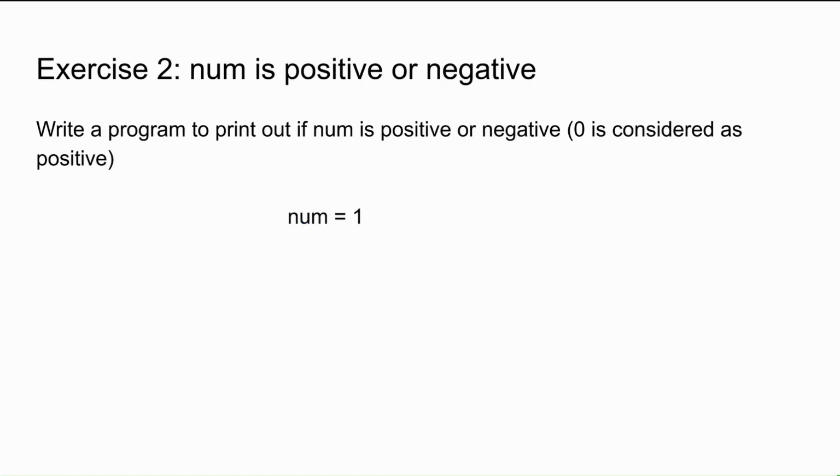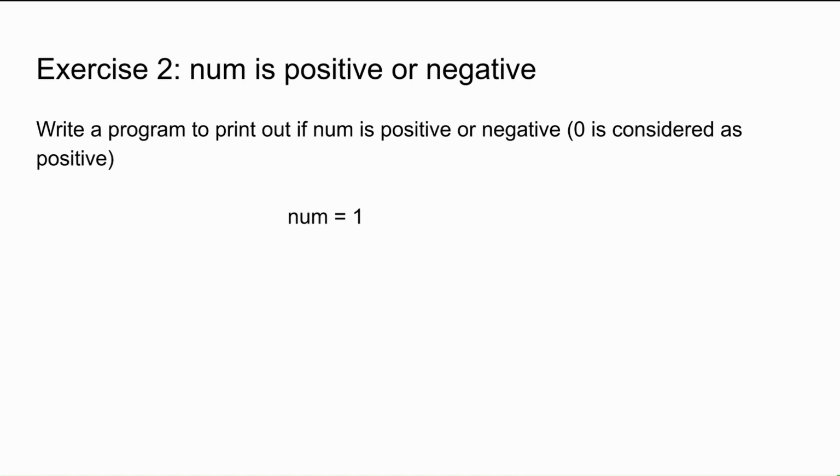So this is the second exercise. In this one, I want you to write the if. So this program needs to print out that the number is positive when the variable num is positive and print out that the number is negative when the num is negative. We consider 0 as a positive number. As before, stop the video here if you want to give it a try before I show the solution.